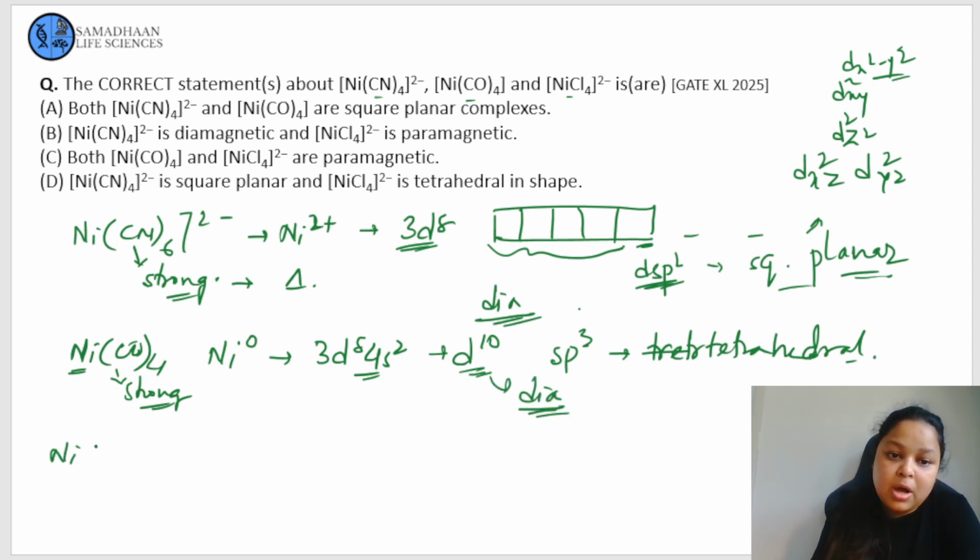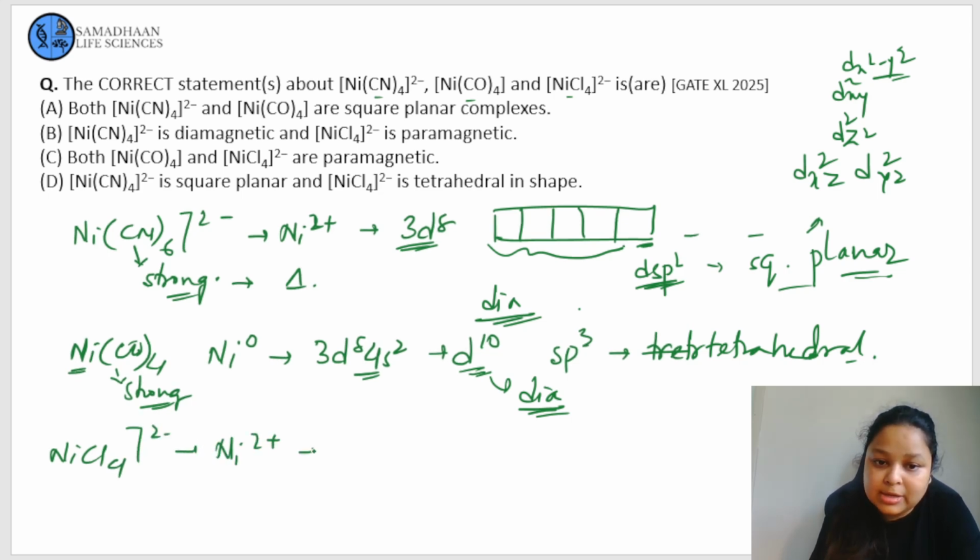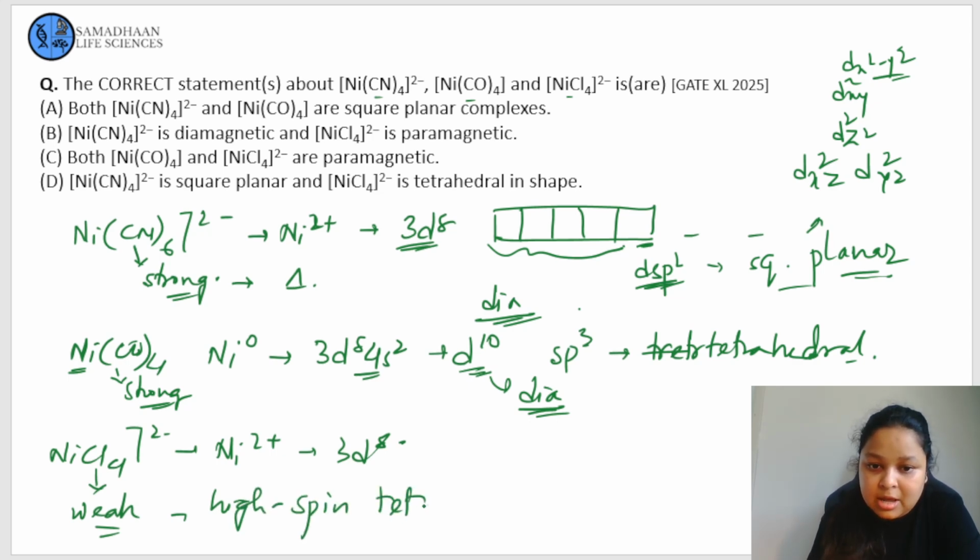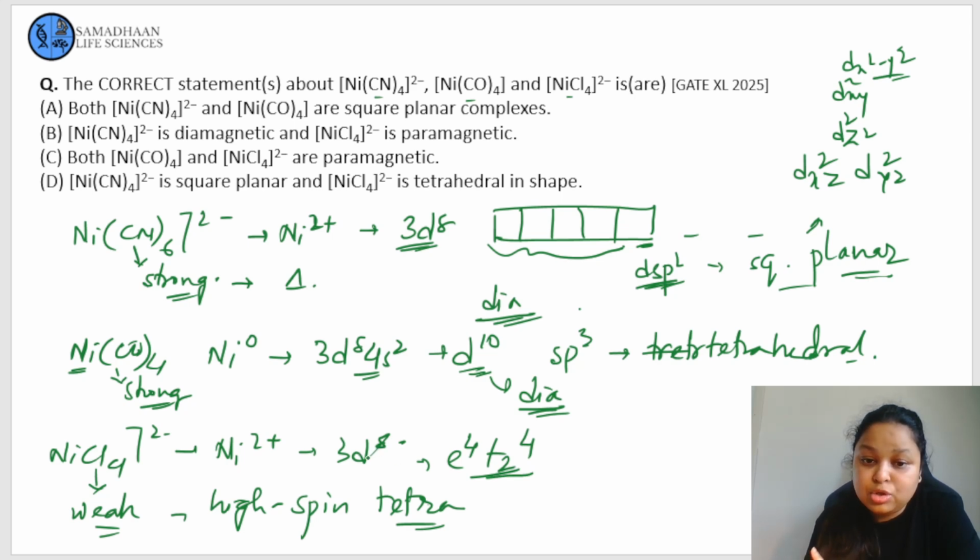Now the last one, NiCl4 2 minus. Here again nickel is 2 plus, which means 3d8. But Cl is a weak field ligand, which means a high spin tetrahedral complex, and the electronic distribution will be something like this, which means 2 unpaired electrons are left, that means paramagnetic. Now let's see the options.